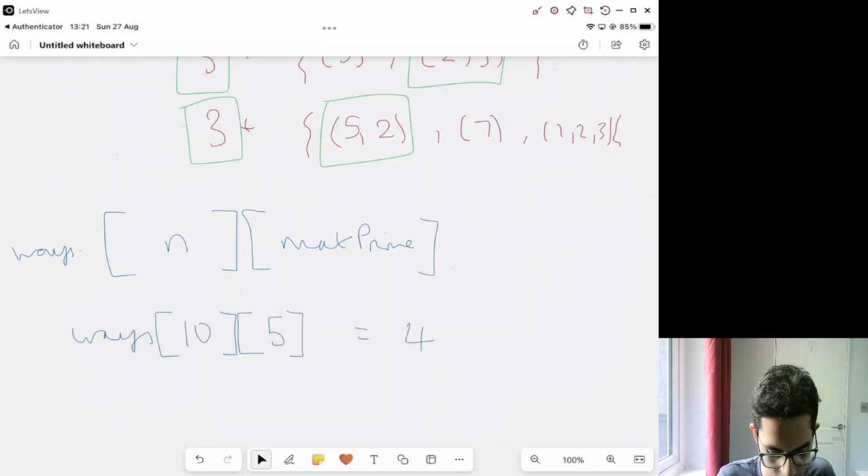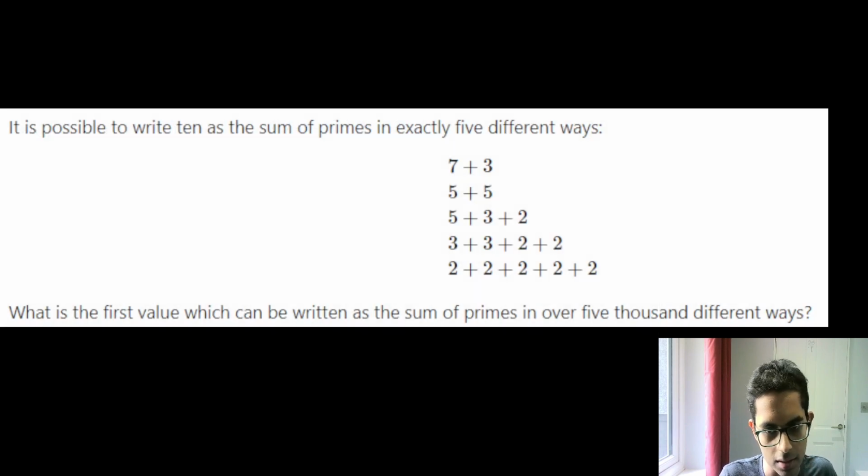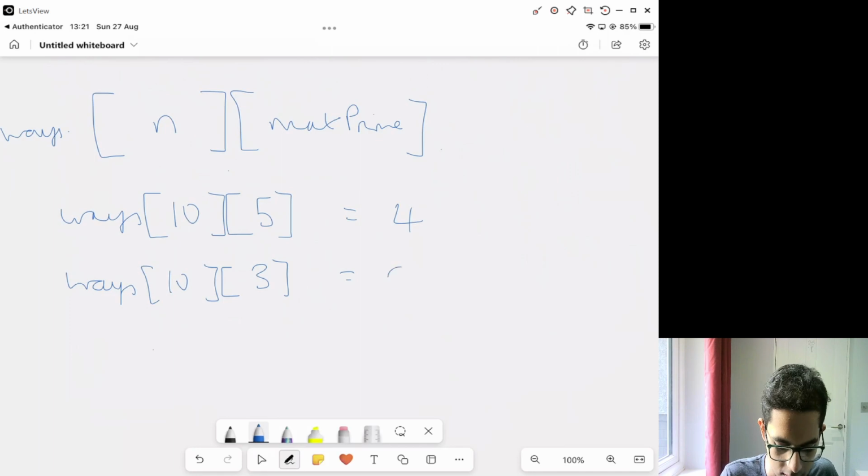And then the number of ways in which we can get to 10 with the maximum prime we used being 3. That would basically be 2, I believe. Or maybe it's just 1. Oh, no, it's 2. So this would be 2.